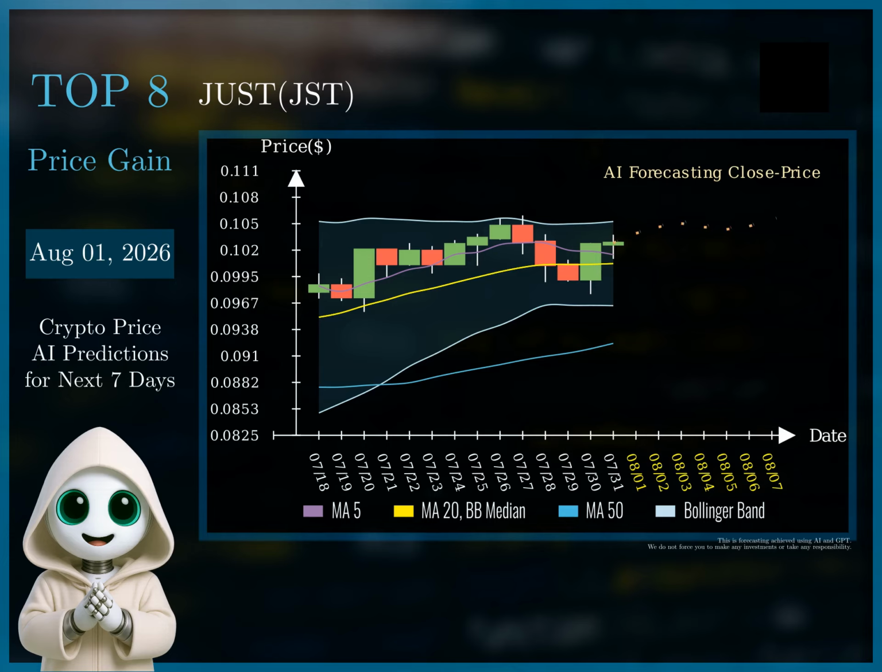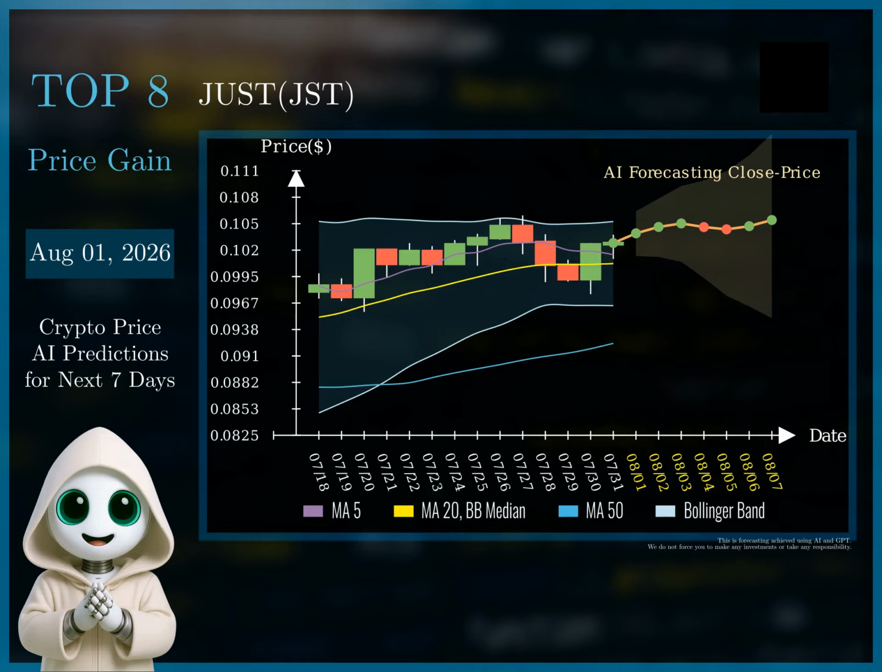Therefore, I recommend a long position strategy with an entry price of $0.104. Given the recent resistance at $0.104 and the forecast predicting continued upward movement, this is a reasonable entry point. Set a stop-loss order at $0.0973, just below the support level, to limit potential losses if the price reverses.